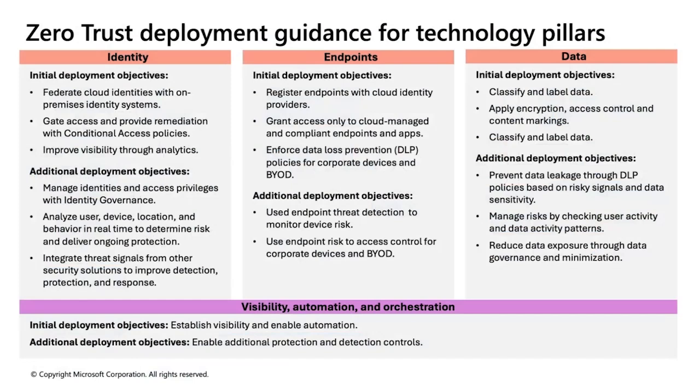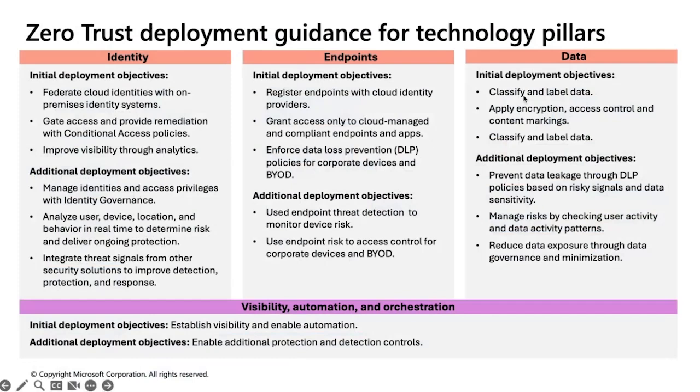Then what other things do we have? Additionally, you can plan for using endpoint threat detections, and also using risk to control access for corporate devices and BYOD. Additional things we can add. We'll talk about the different activities and additional tools and services that we can use.